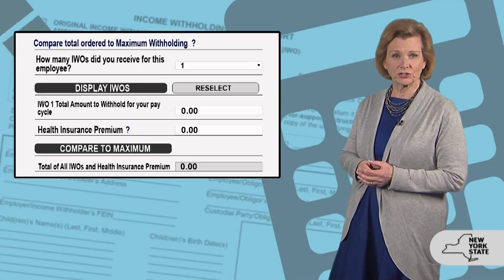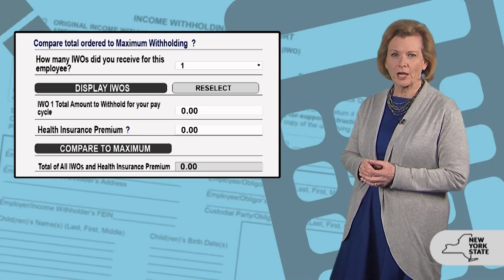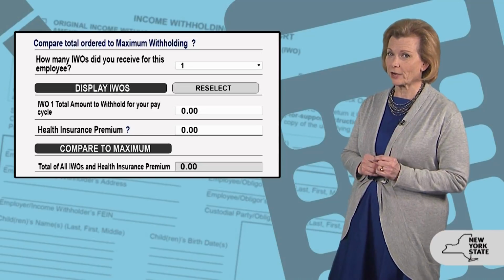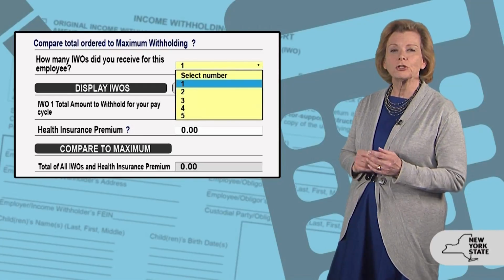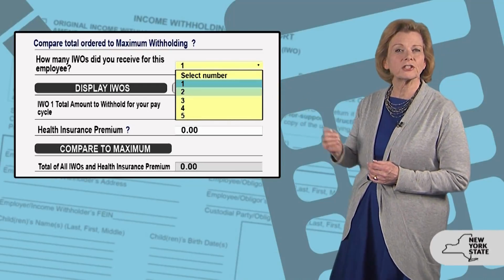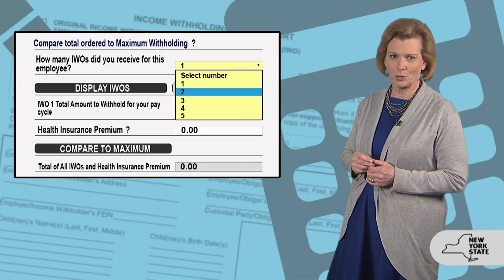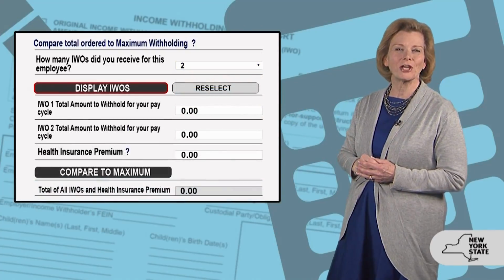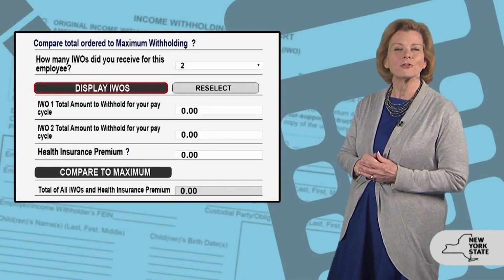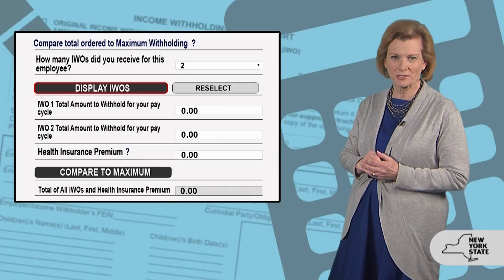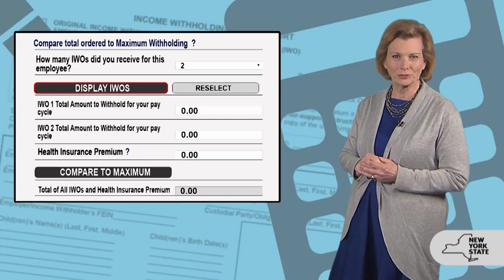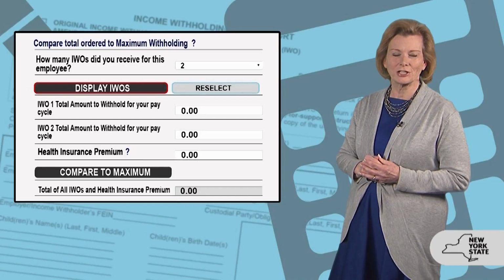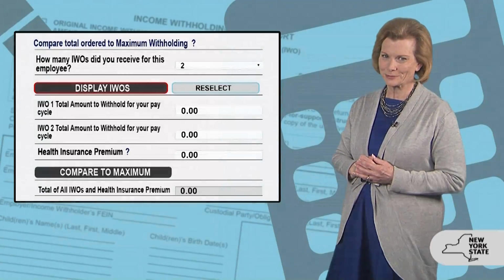Next, we'll move to the Compare Total Ordered to Maximum Withholding section of the calculator. Notice that in this section of the calculator, the number of IWOs is preset for 1. However, in this scenario, we have 2. Use the drop-down menu to select the corresponding number of IWOs. Then, click the Display IWOs button to generate the second field for entering the total amount to withhold for your pay cycle for IWO 2. Remember, you can use the Reselect button to reset the number of IWOs if needed.